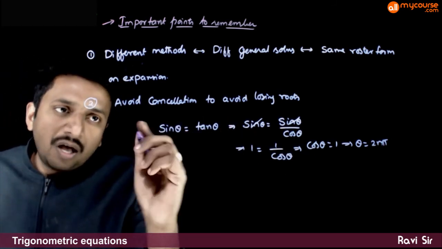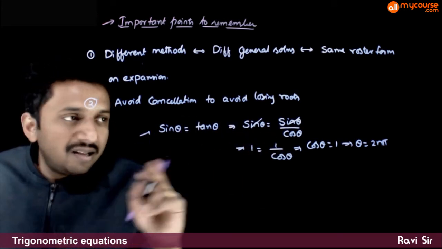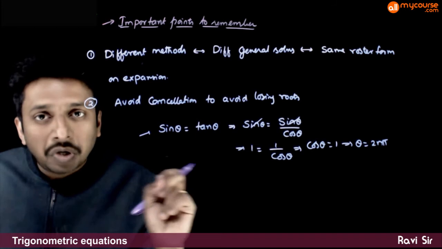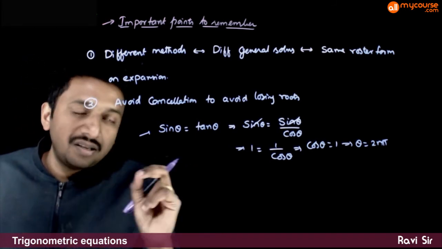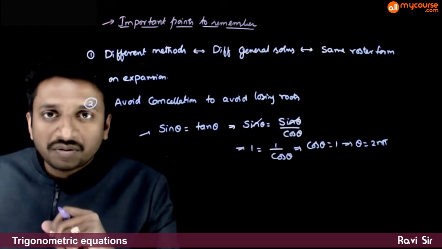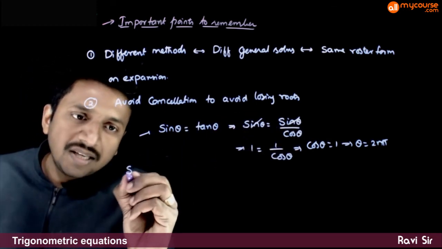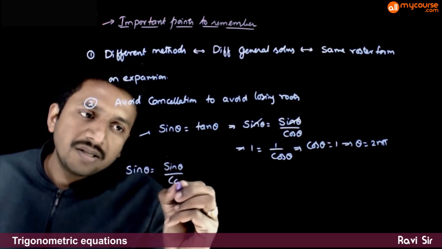So if you solve this in this way, the process might look right, but the answer that you get is not completely right. So what is the mistake in this process? If you cancel the sine theta out, you're losing some roots. So the right way to do this is sine theta is equal to sine theta by cos theta.